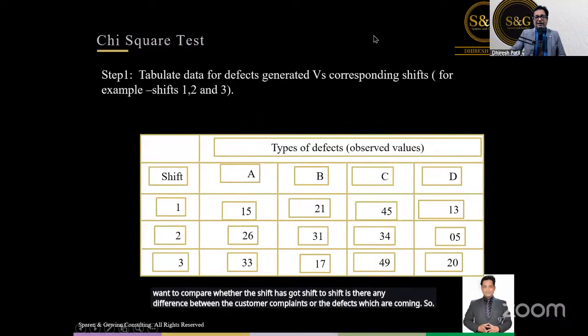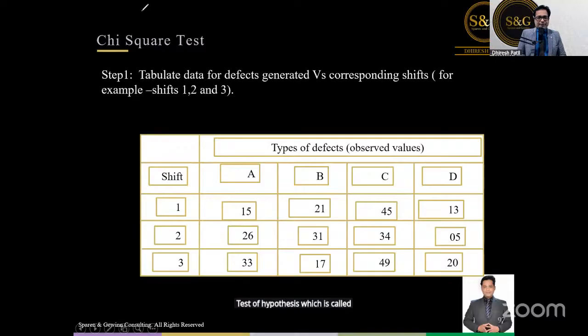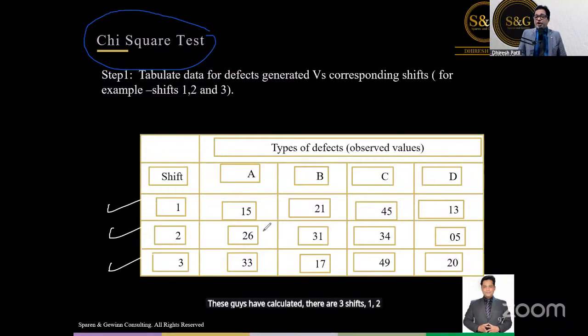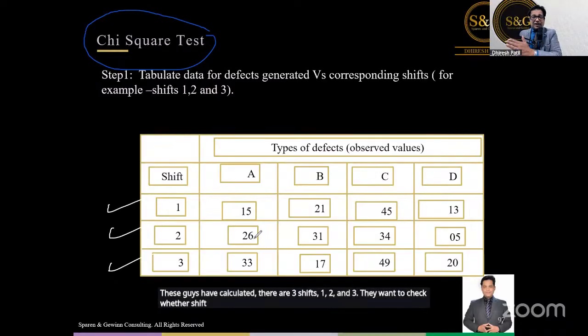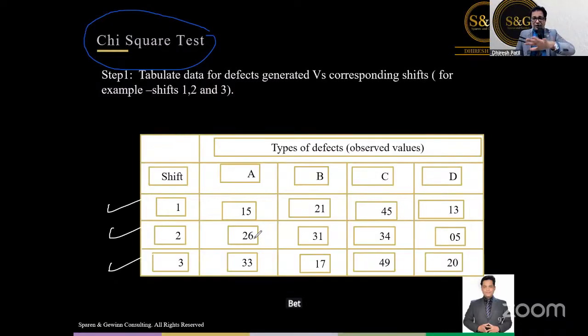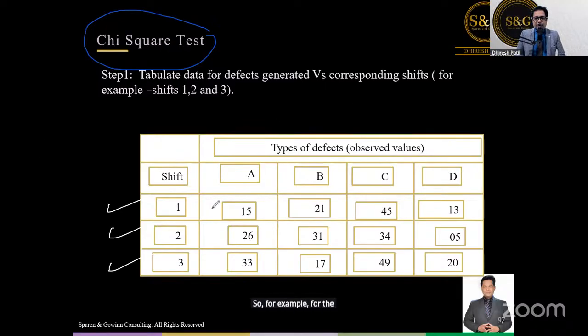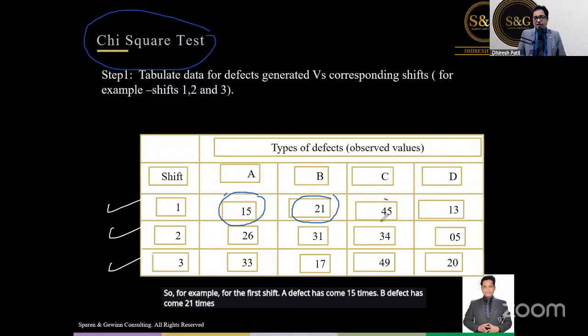So they have collected the data. This is the last test of hypothesis, which is called the chi-square test. There are 3 shifts, 1, 2 and 3. They want to check whether shift has any significant difference in the rejections or defects. There are different types of defects: A, B, C and D defects. For example, for the first shift, A defect has come 15 times, B defect 21 times, C defect 45 times, D defect 13 times.